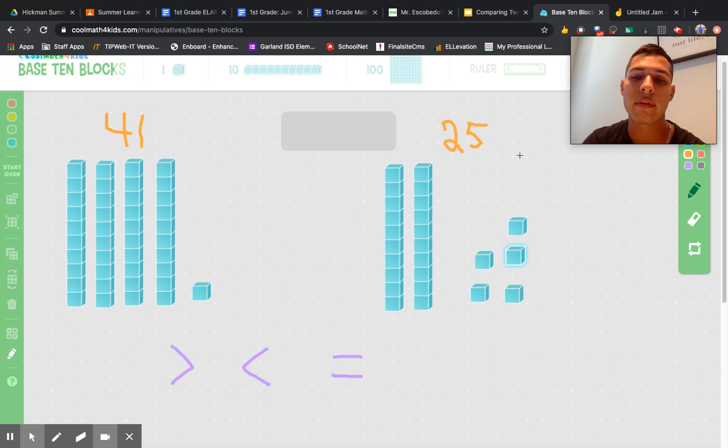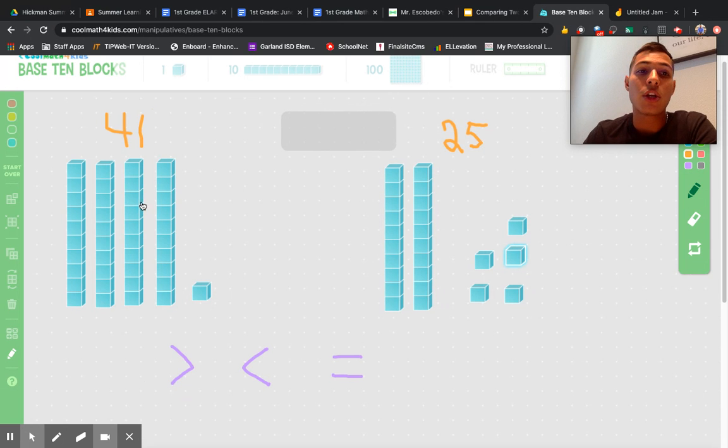All right, so now that we got that, let's use our comparison statement and put one in the middle so we know what our statement is, right? So we know how to compare these numbers. So is 41 bigger, smaller, or equal to 25? Is it bigger, greater than, smaller, less than, or equal to, which is the same? 41 is bigger than 25, right? So it would be greater than.